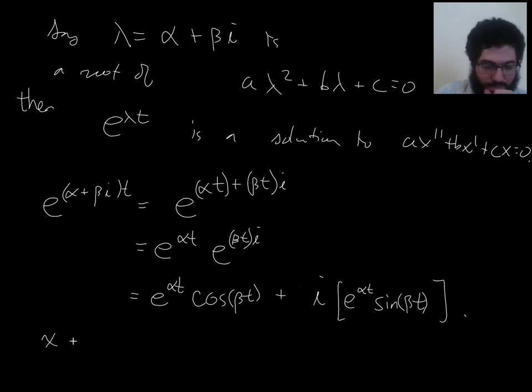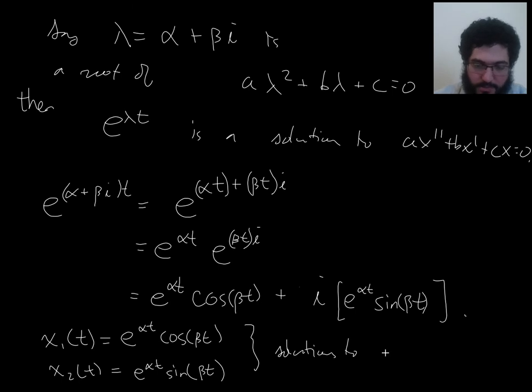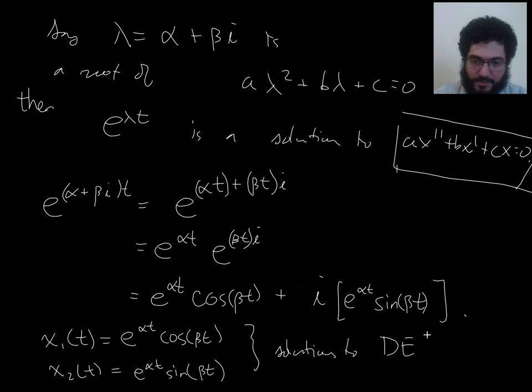So let's call them x1 of t and x2 of t instead of x and y, since that's the notation I've been using to refer to multiple solutions to the original differential equation. So this, and there's the imaginary part. These are our solutions to the original differential equation, and they are real. So we are very happy about this.